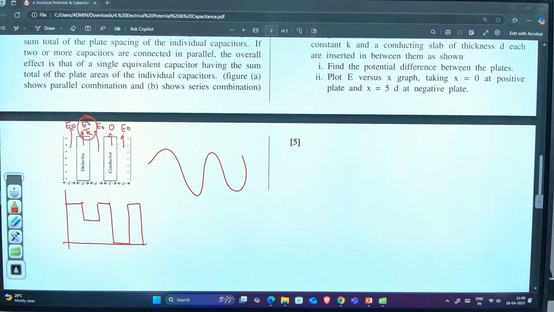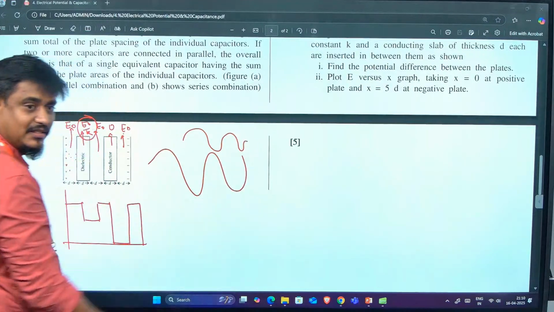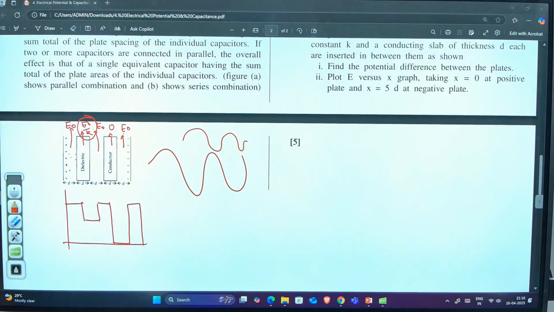Why curve? Is it gradually varying? No, yaar. Every point will have the same value E naught. I saw your notebook. Both of you are sitting together, drawing the same. I saw your diagram was like this, isn't it? Am I right? Marks will be 0 for that.